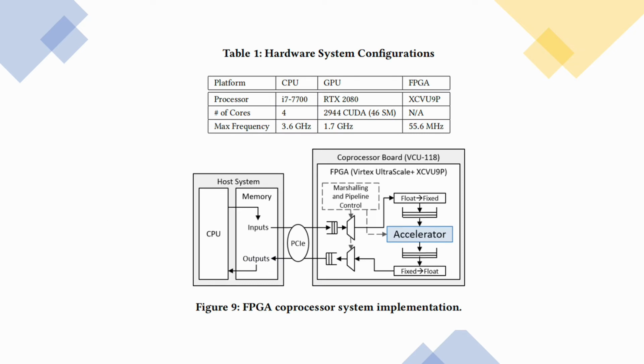Now we have a look at the hardware system configurations for the project. It includes the platforms, like the processor, cores and the max frequency, and we're going to compare the CPU and GPU, its graphical processing unit, and FPGA, its field programmable gate array. And in the bottom picture we can see how the FPGA coprocessor system is implemented.